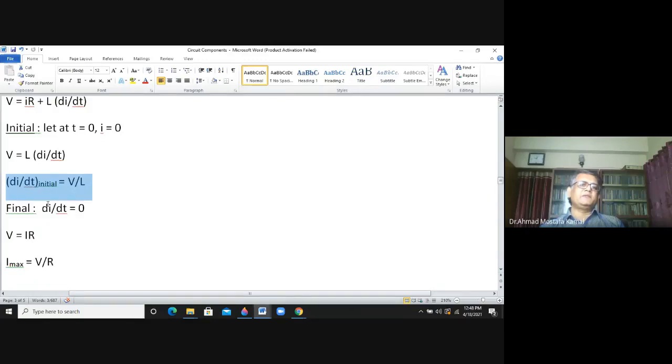So in that case you have to write that this quantity, which is the rate of increase of current, will be 0 because no more current will be increased. So di by dt will be 0, and in that case your voltage equation becomes V equal to capital I R. Capital I means maximum current. Therefore V equal to IR, that is I max equal to V by R. That is the final condition.